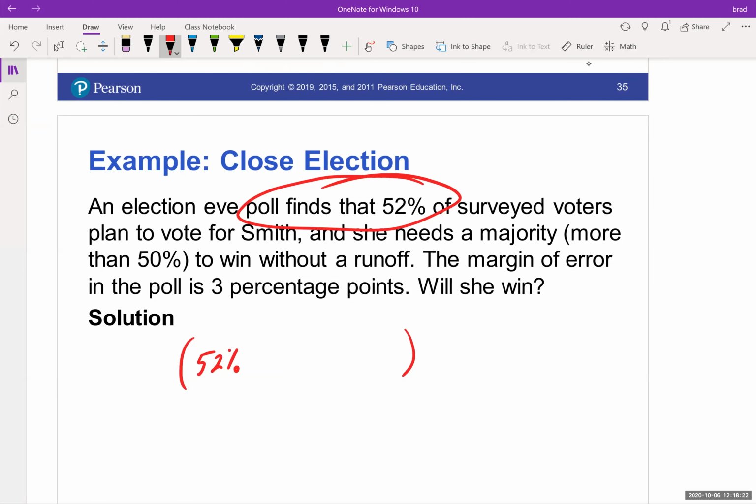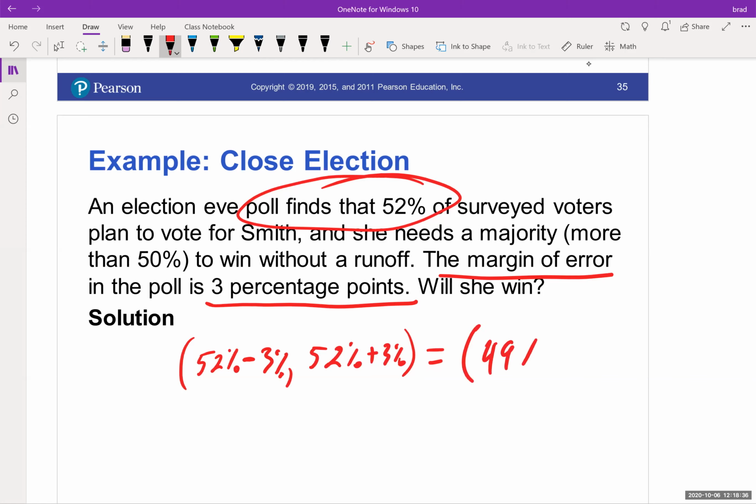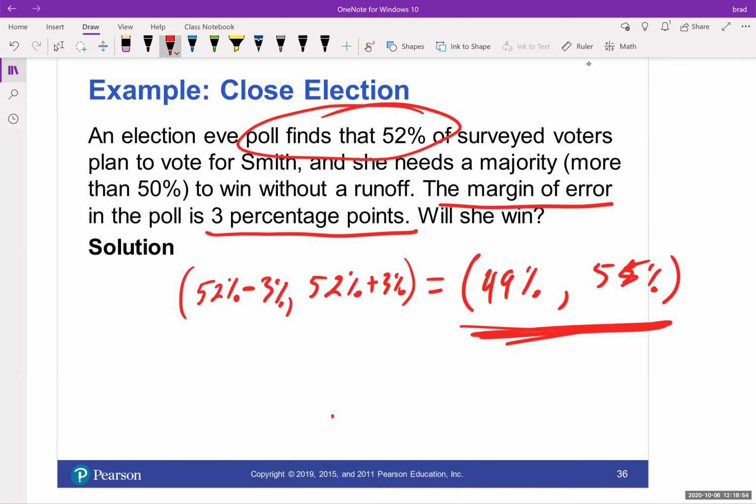And what we're going to do is say 52% minus 3%, because that's my margin of error. Right here it says the margin of error. And then I'm going to do 52% plus the 3%. So that will give me 49% to 55%. Okay, and she needs a majority, more than 50%, to win without a runoff. Does this guarantee that she will win without a runoff, or is there a chance that she may not win without a runoff? And the answer would be it does not guarantee it, because notice there is a chance that you get 49% in our confidence interval.